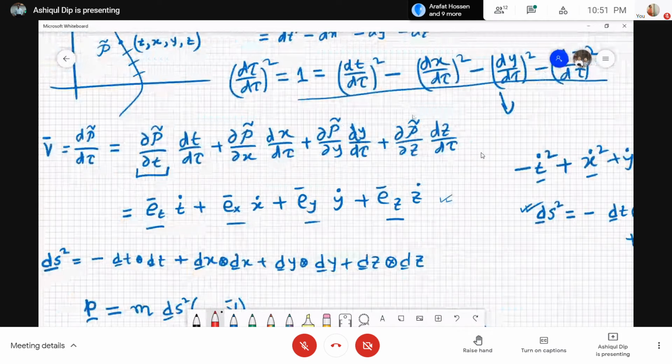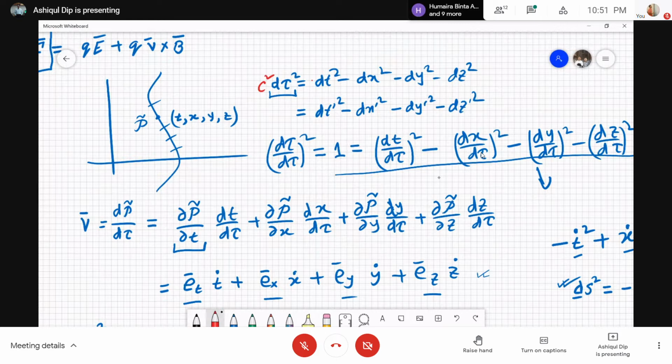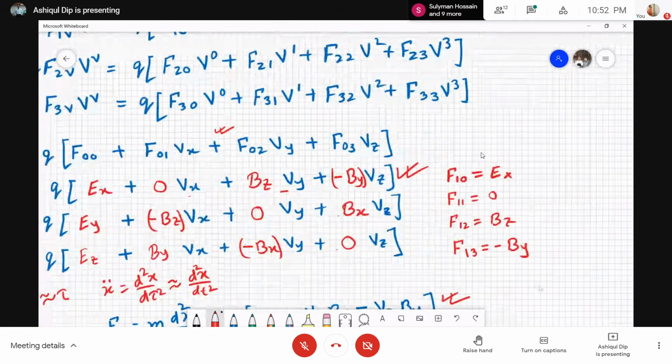So do you have difficulty understanding this part particularly? Remember, you usually see it as c square d tau square equals c square dt square minus this thing. That's what you see usually. But we are setting c equals to 1, and it doesn't appear over there. Okay, so if we set c equals to 1, then everything is fine.